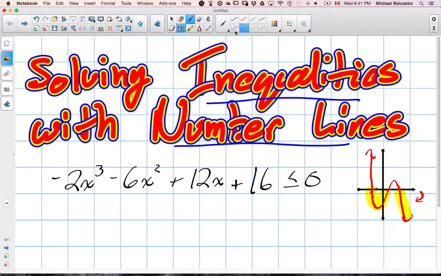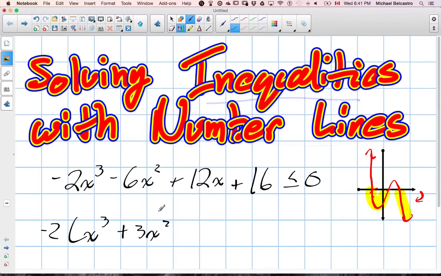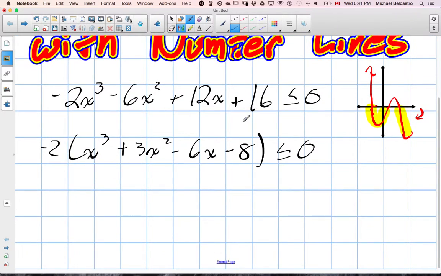First thing I'm going to do is quickly common factor out negative 2. So we're left with x cubed plus 3x squared minus 6x minus 8. Is that right? Yeah. Okay. It's still going to be less than or equal to 0. So I need to factor this cubic function. Normally I would test a couple methods. I'm going to tell you that one of the factors is negative 1.